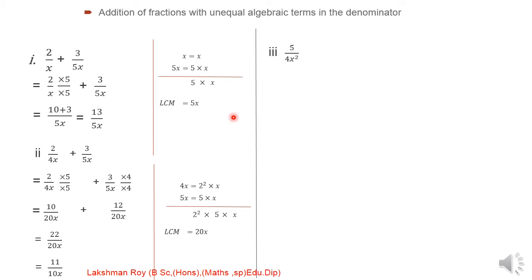Another example. 5 over 4x square. I want to add 7 over 6x, right? So see, the denominators are not equal.